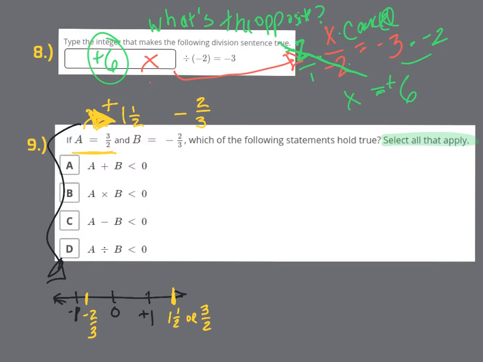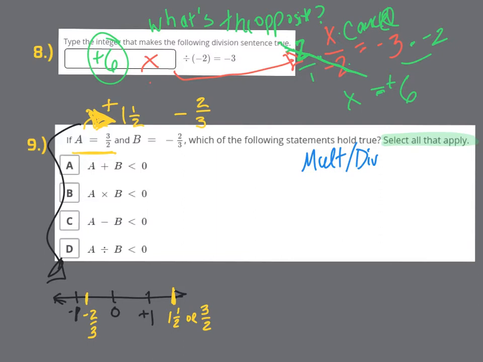So I've got addition, multiplication, subtraction, and division. And we've talked about this now a couple times in this problem set, that when I multiply and divide, it depends if the signs are the same or different.